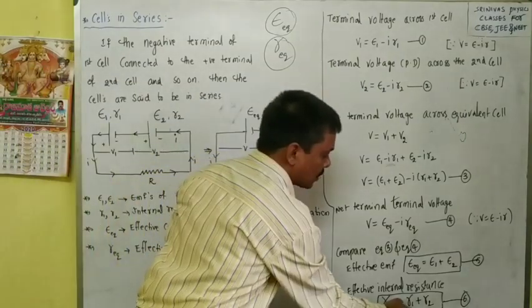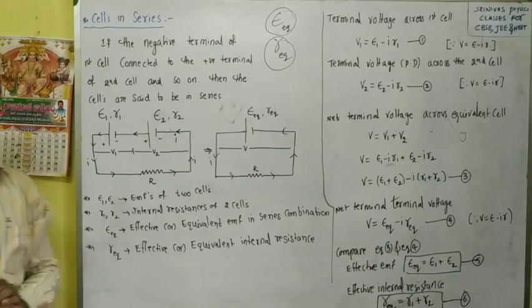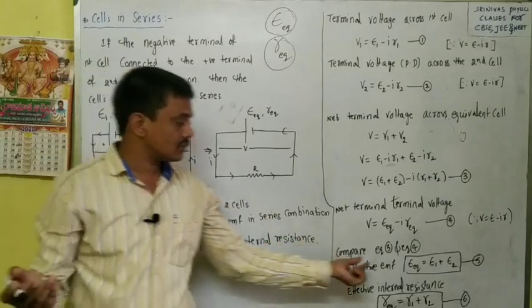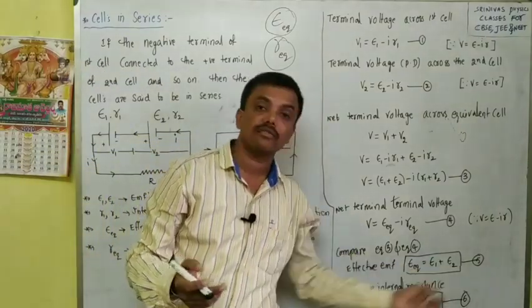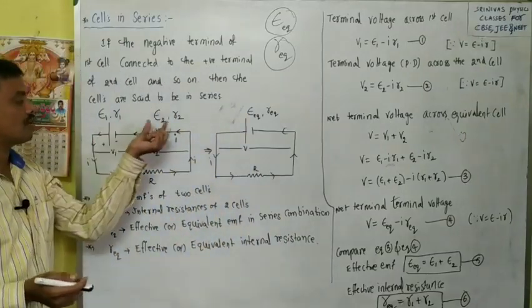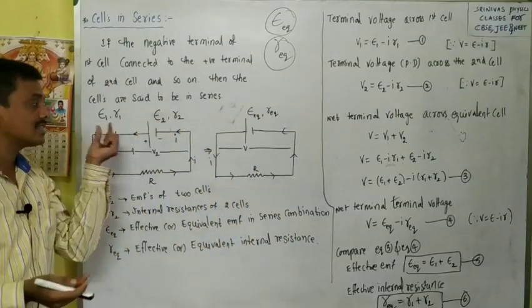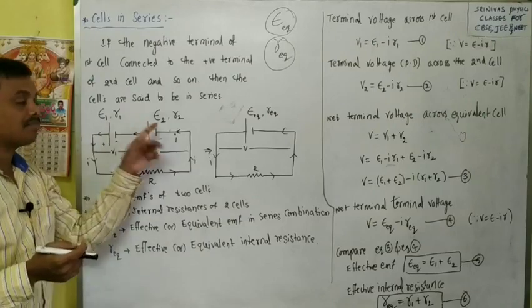This is R equivalent. In a series combination, the total EMF, that is the effective EMF, is equal to the sum of the EMFs of the individual cells. That means if you connect two 1.5 volt cells in series, the net EMF is 1.5 plus 1.5.